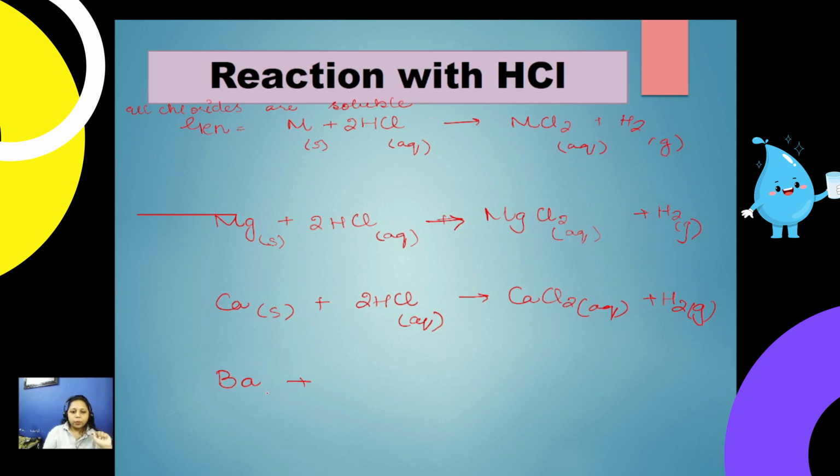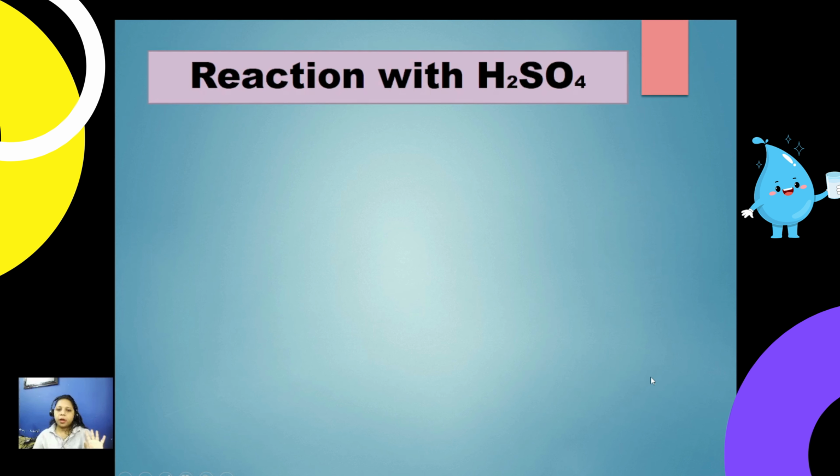So where were we? Barium as a solid reacts with dilute hydrochloric acid, right? Aqueous over here. It forms barium chloride, that would be aqueous, and hydrogen gas. Simple. It's not that hard. It's quite simple. Just learn the general equation and you are going to ace it. That's how to do it.